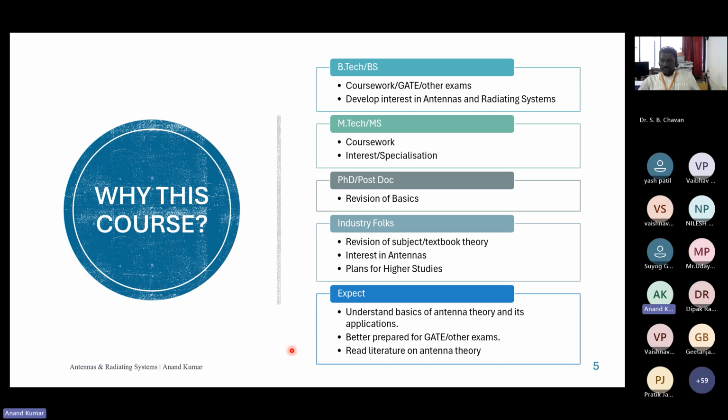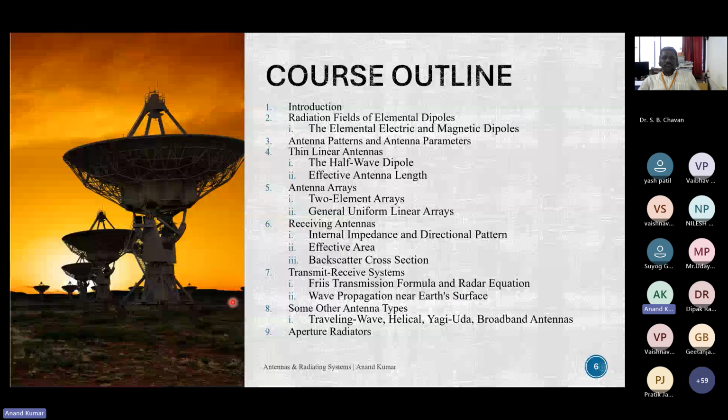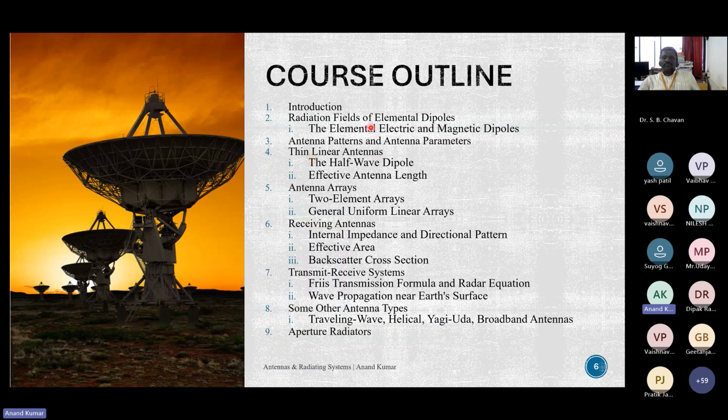This is the course outline. I guess all of you have this already with you. So we'll start with the introduction and basic electromagnetic theory today, and then we'll move on to more antenna-related topics such as dipoles, the antenna patterns, linear antennas, their arrays, transmit-receive systems, the Friis transmission formula, which is very important, and then some other types of antennas we'll also try to discuss.